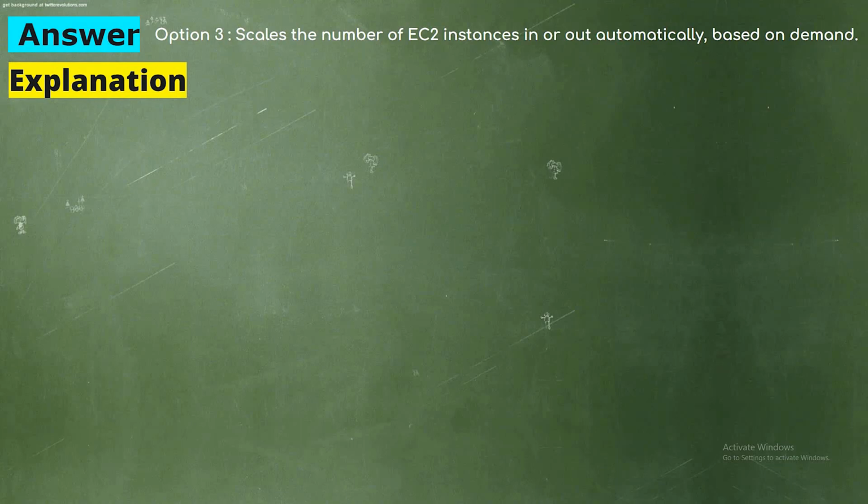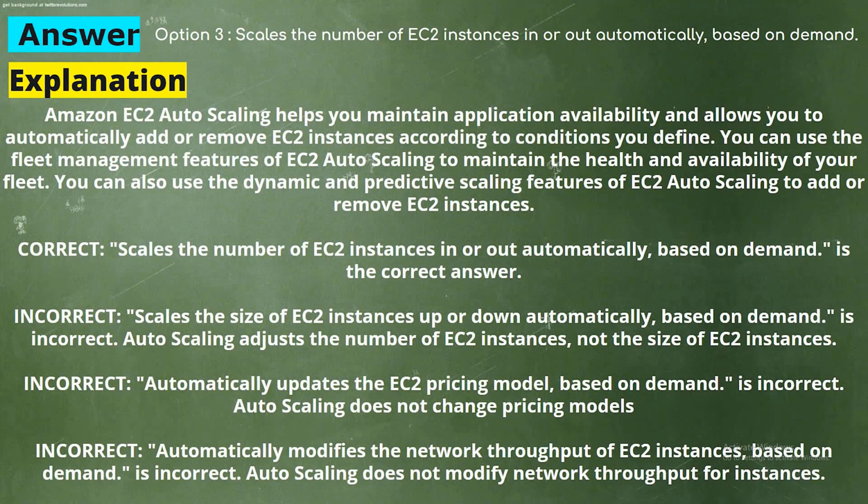Explanation. Amazon EC2 auto-scaling helps you maintain application availability and allows you to automatically add or remove EC2 instances according to conditions you define. You can use the fleet management features of EC2 auto-scaling to maintain the health and availability of your fleet. You can also use the dynamic and predictive scaling features of EC2 auto-scaling to add or remove EC2 instances. Correct, scales the number of EC2 instances in or out automatically, based on demand.